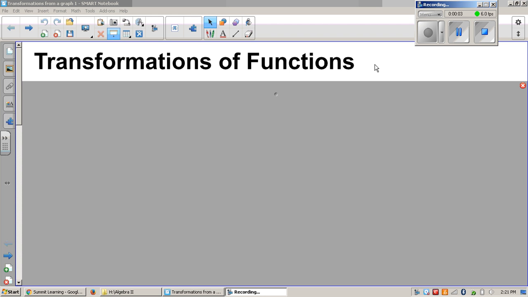In this video, I'm going to give you a short review of the different types of transformations we can do with functions. But I'm going to start by just talking about what happens on the graph. We're going to talk about what that does to the actual equations of the functions in another video.